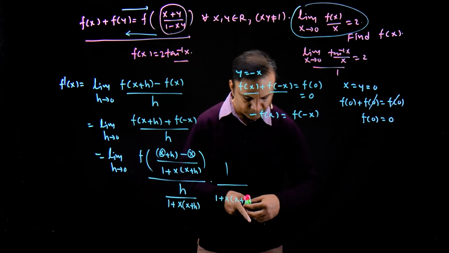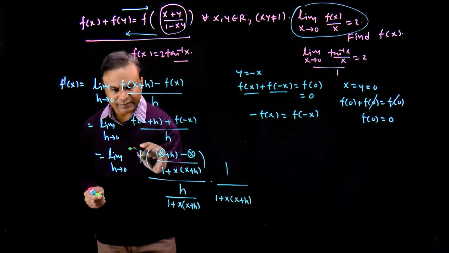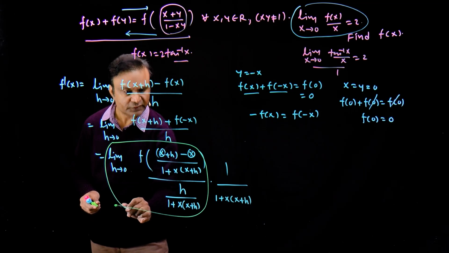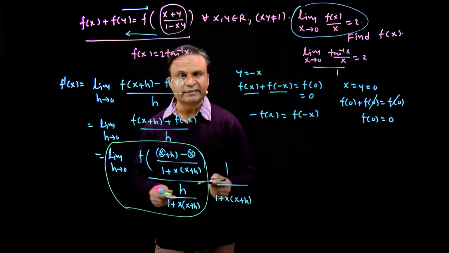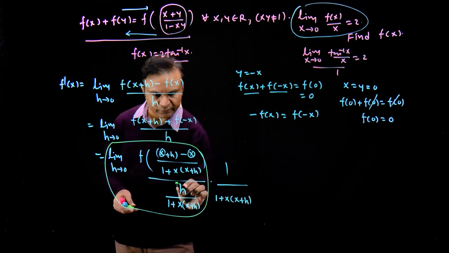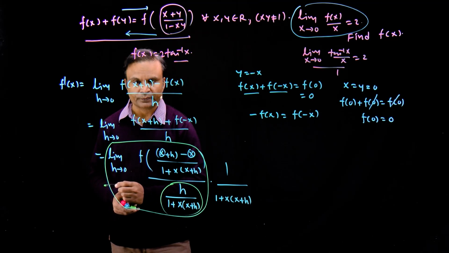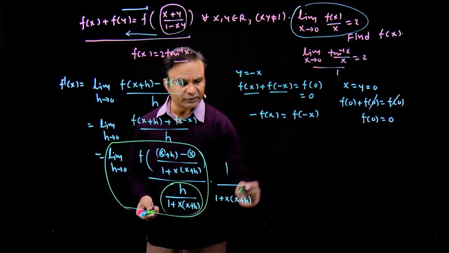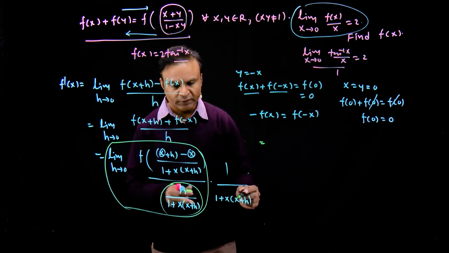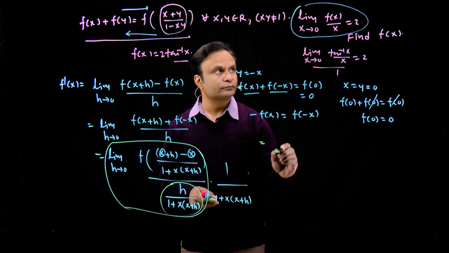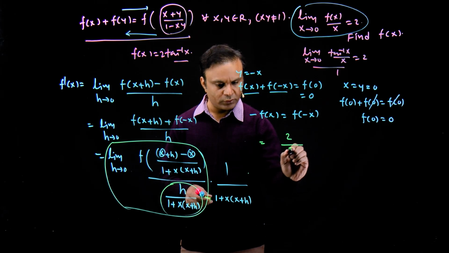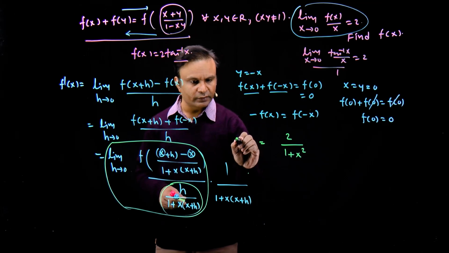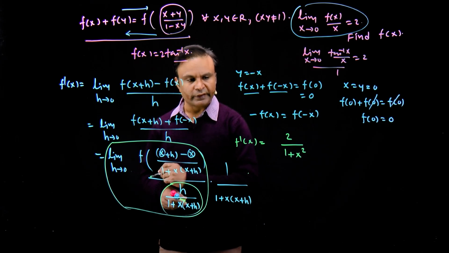Okay, now this limit is equal to 2. The only change is in place of x we have this expression, and the limit of this, when I put here h tends to 0, I will get 1 plus x square. So I am getting this is equal to 2 upon (1 plus x square). This is my f dash x.